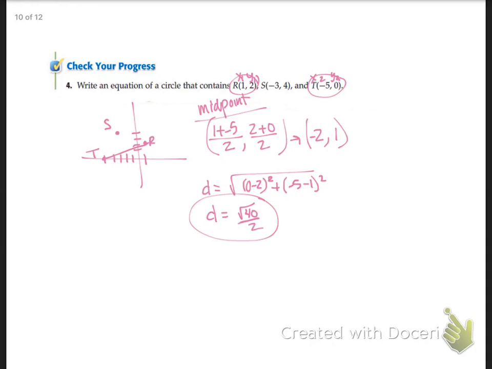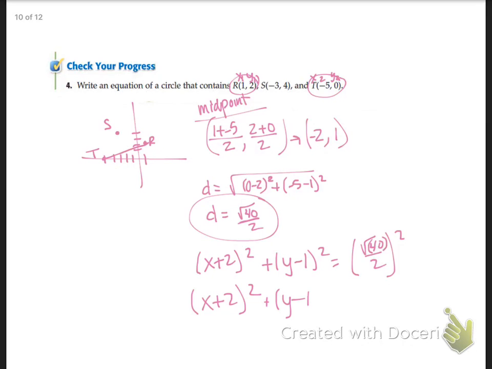So this is my radius, and then I found my center. So I've got (x plus 2) squared plus (y minus 1) squared is equal to the square root of 40 divided by 2, squared. Make sure when it prompts you for that parenthesis, you end it after that 40. Okay, when you type it all in, as long as you use parentheses, you should get 10 as your answer.